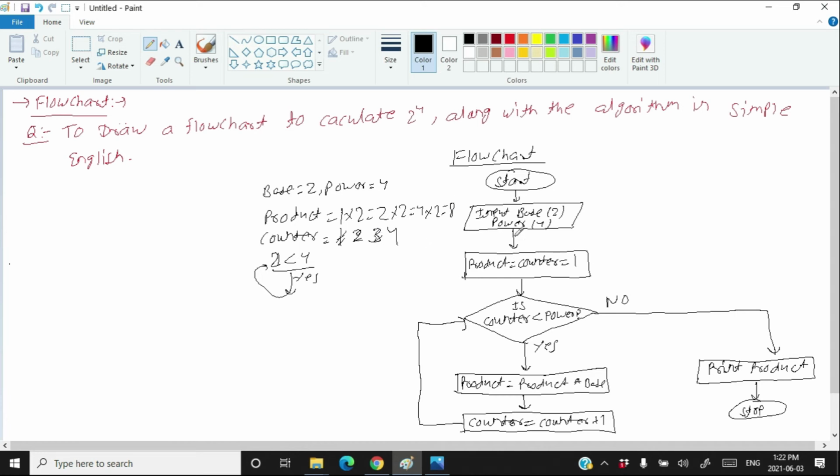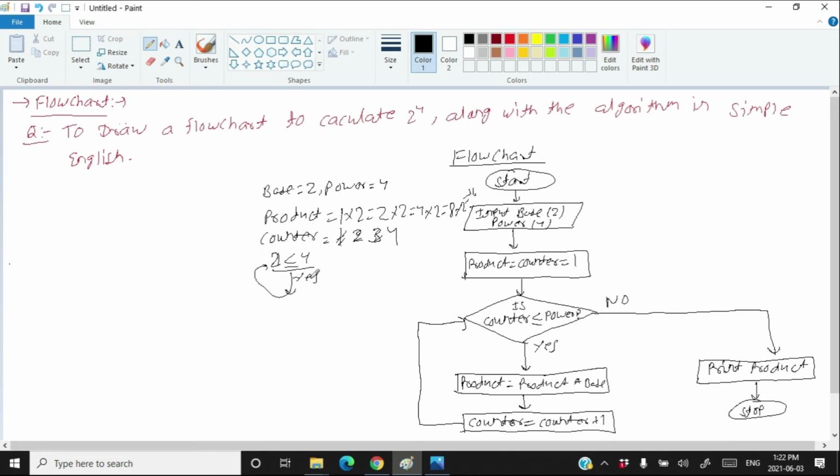I think here is a little bit of a problem because you need to go up to power. So counter should be less than or equal to power. Just writing less than is wrong. So you should write here less than or equal to power. Now, if the current value of counter is 4, then this condition will again pass and you are going to multiply 2 in the current value of product again to get 16.